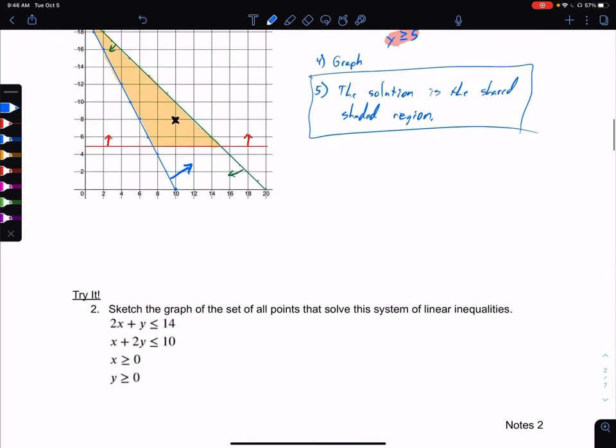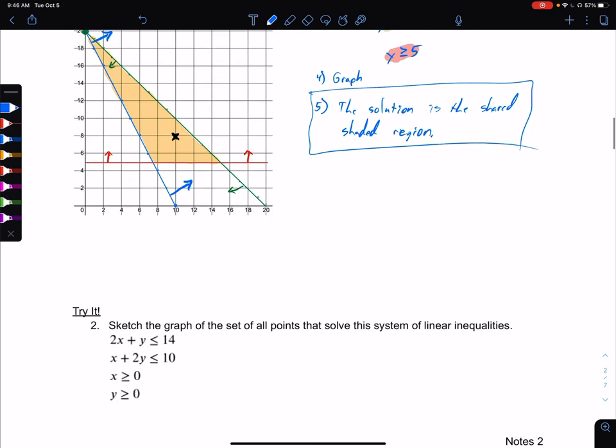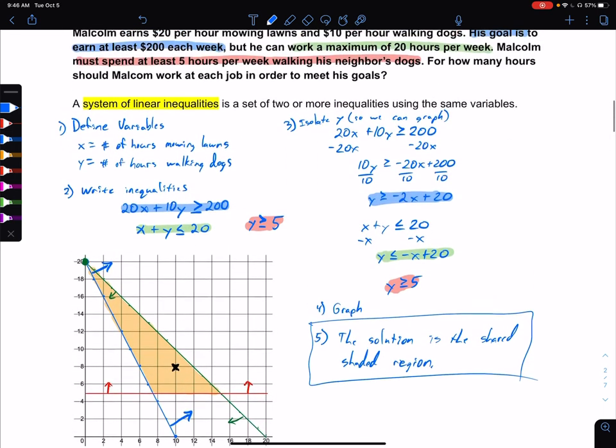Try number 2. It's not a word problem. They're giving you all the inequalities. They just want you to come up with the shared region. So you would graph each one and then find out where they overlap. And that is all.